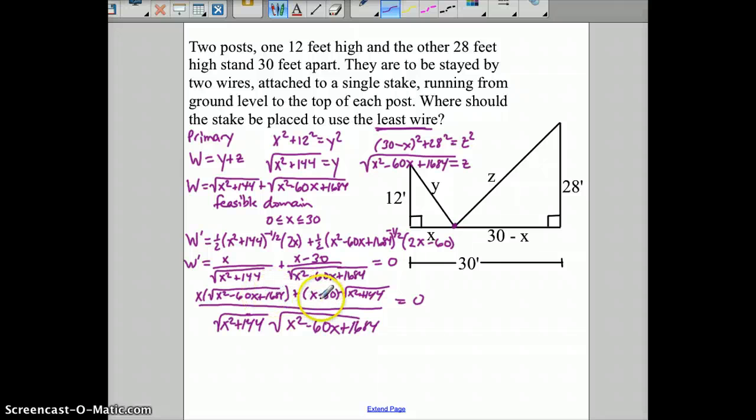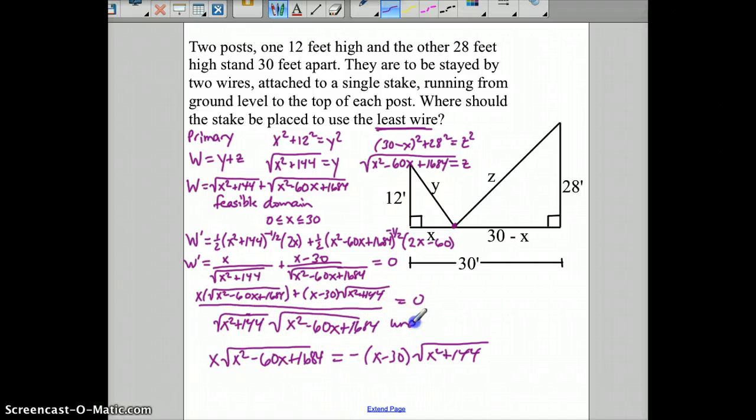I want to simplify this a little bit. Just focus on that part. I'll write it over here: x times the square root of x squared minus 60x plus 1684 equals, and then I'm going to subtract this, so I'll have a negative, x minus 30, and then the square root of x squared plus 144. Okay, I'm going to finish that a little bit later. Let's focus on the denominator.